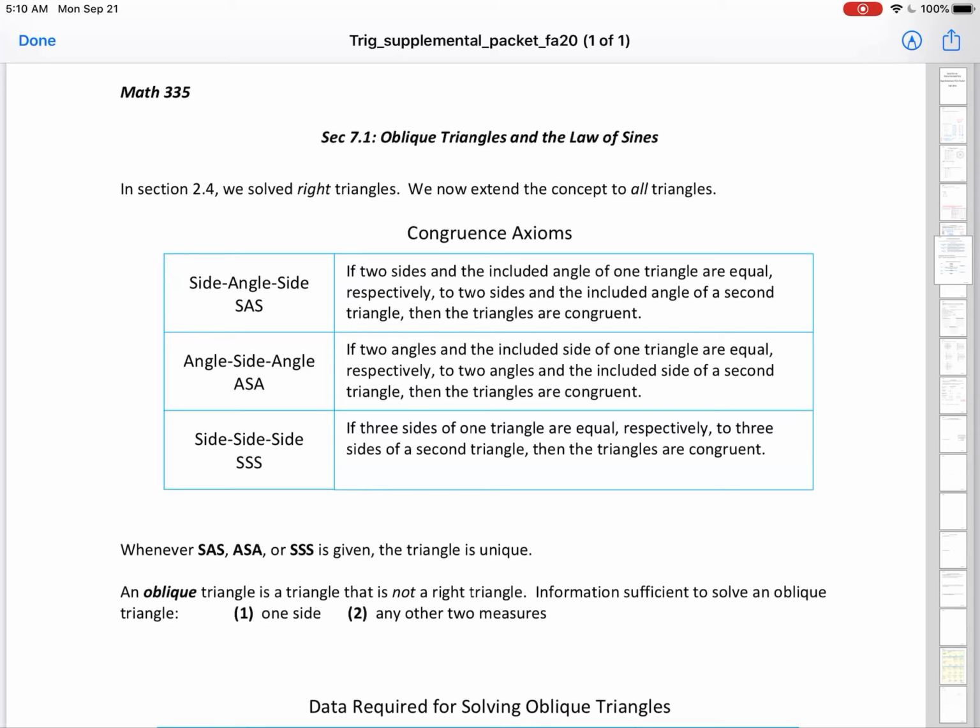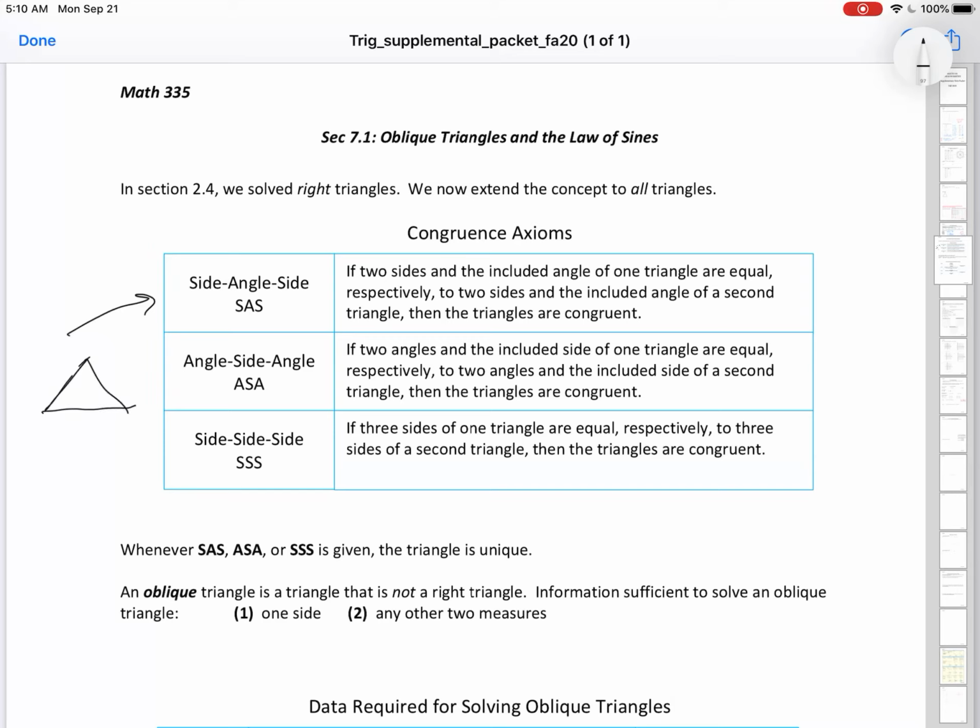So if we start with what they call the congruence axioms, these are the things that we're looking for. You're not going to be able to solve any old triangle without some pieces of information. One of the pieces of information we could have is a side, angle, side. So if two sides and the included angle of one triangle are equal respectively to two sides and the included angle of a second triangle, then the triangles are congruent, right? Essentially side angle side when we say that.